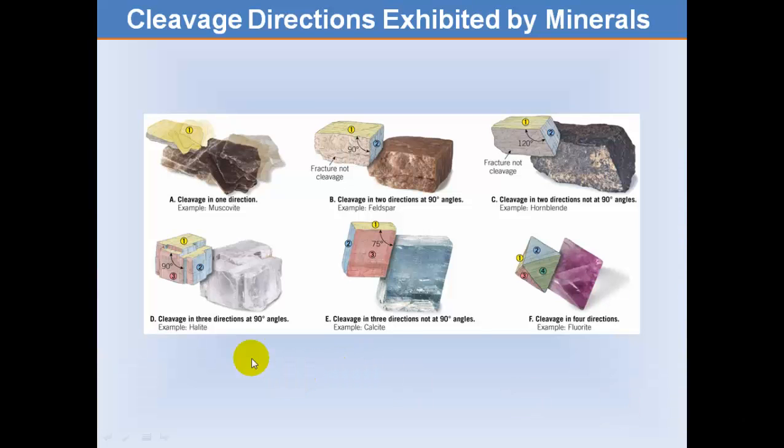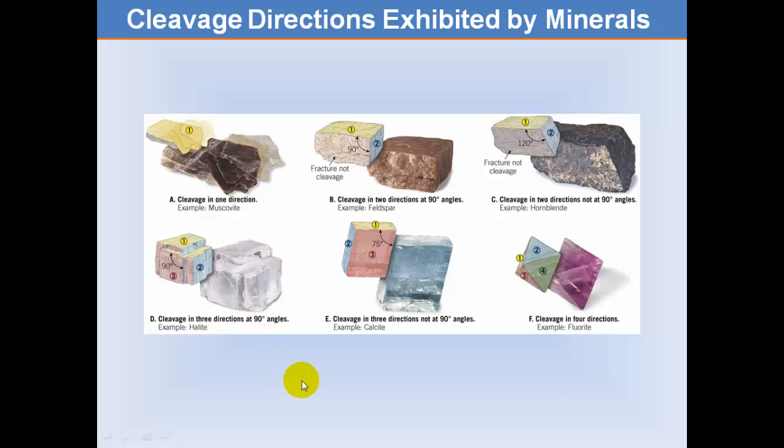So here we're going to look at D first. Here we have a chunk of halite, or rock salt, and this is cubic cleavage because it has 3 planes of cleavage at 90 degrees. If you compare, the top and the bottom are parallel to each other, that's plane 1. The left side and right side are parallel to each other, that's plane 2. The front and the back are parallel to each other, that's plane 3. So it's 3 planes of cleavage at 90 degree angles. It's kind of like a 6-sided die.